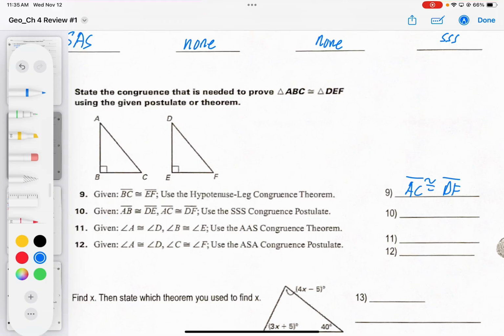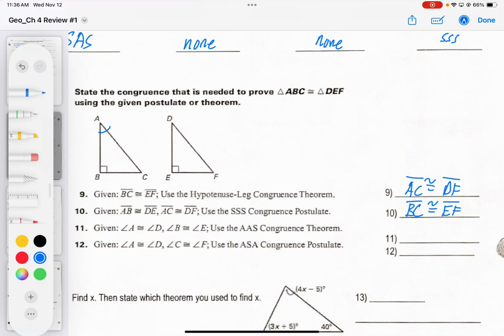Given AB is congruent to DE, and AC is congruent to DF, how could we prove these triangles congruent using side, side, side? What additional piece of information would I need? Another side, EC is congruent to EF. Good. Don't just say another side, but tell me specifically with letters. But Rafa, you're right, I do need a side. That side is BC is congruent to EF. All right, reset my picture.